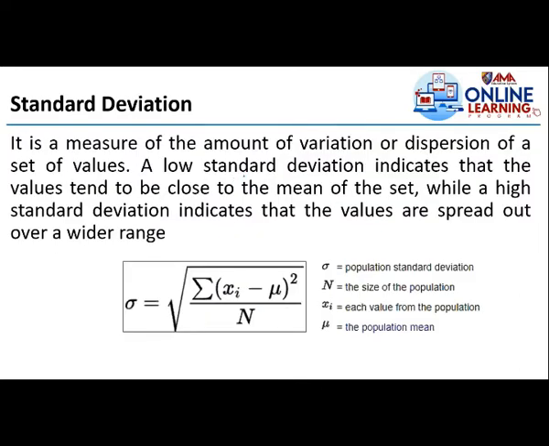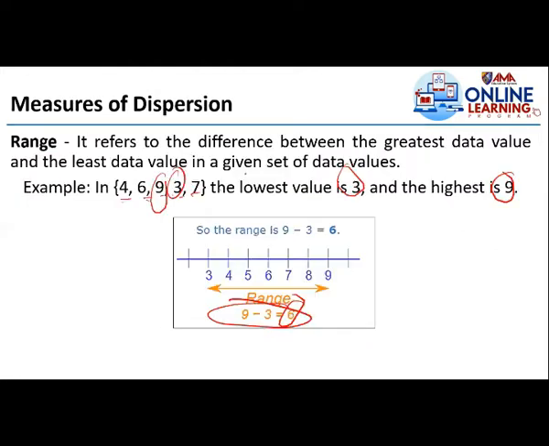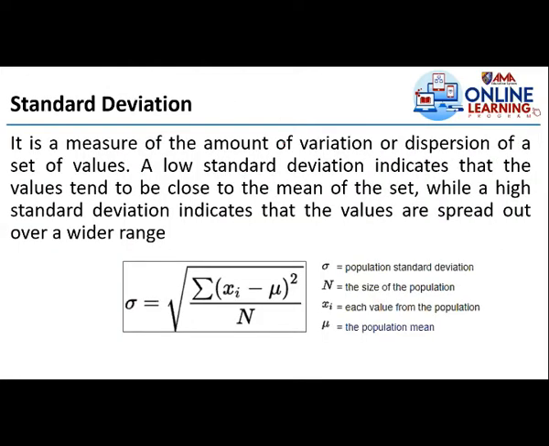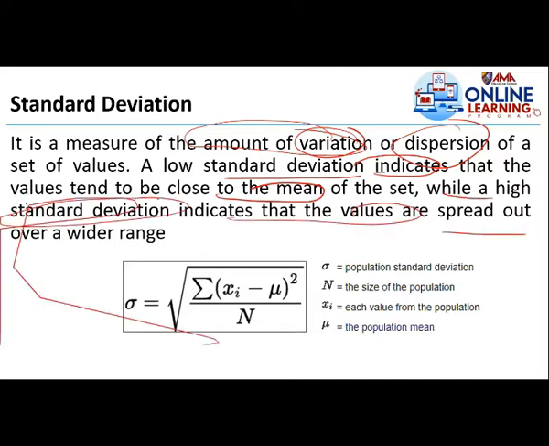Standard deviation is a kind of measure of dispersion wherein it describes the amount of dispersion or variation in the set of values, how far they are from each other, and the change in value along the data set. A low standard deviation indicates that the values tend to be close to the mean or the median of the set, while a high standard deviation indicates that the values are spread out over a wider range.